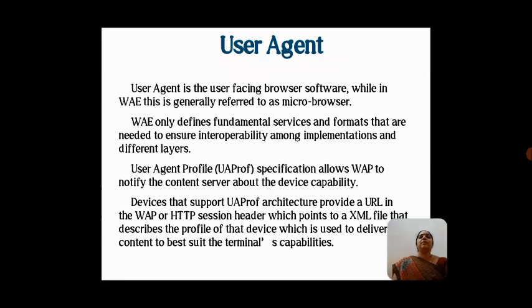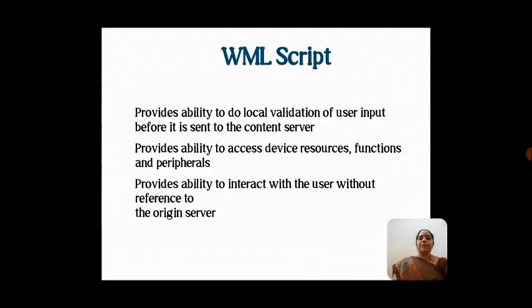The specification allows WAP to notify the content server about the device capability. Devices that support this UA-Prof provide a URL in the WAP or HTTP session header, which points to the XML file that describes the profile of the device, which is used to deliver the content according to the terminal capabilities.